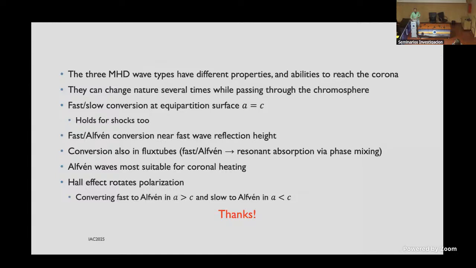Okay, so I'll finish up. So there are 3 types of MHD wave, each having different properties and different abilities to reach the corona.